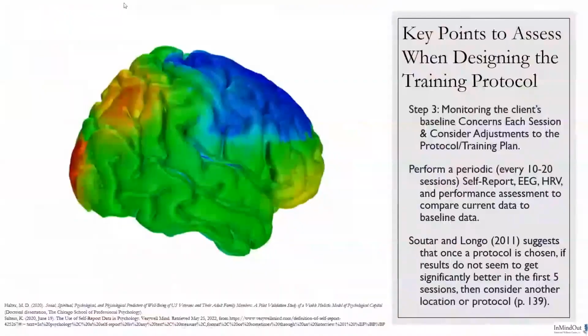Once the person has learned the skill or their brain is able to do what we ask it to do, we can go on to the next task. Now, if a protocol is not working or is making the person's symptoms worse, then of course it's appropriate to change protocols and figure out why the protocol you decided to use is not working. So the next step, and I kind of alluded to this already, is to monitor the client's baseline concerns each session and consider adjustments to the protocol and the training plan if appropriate.